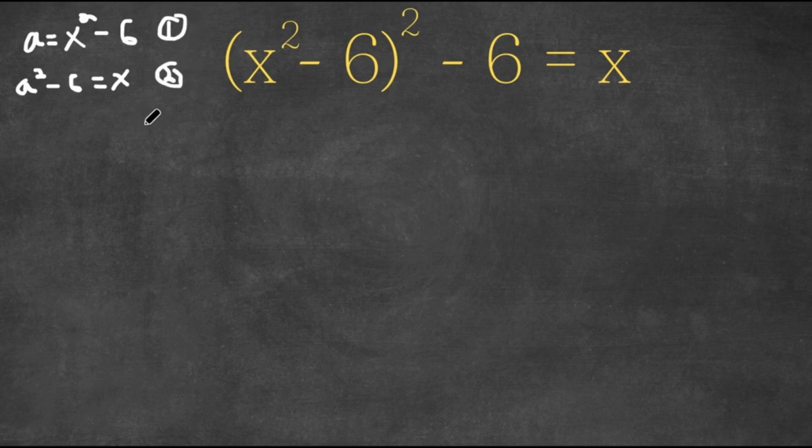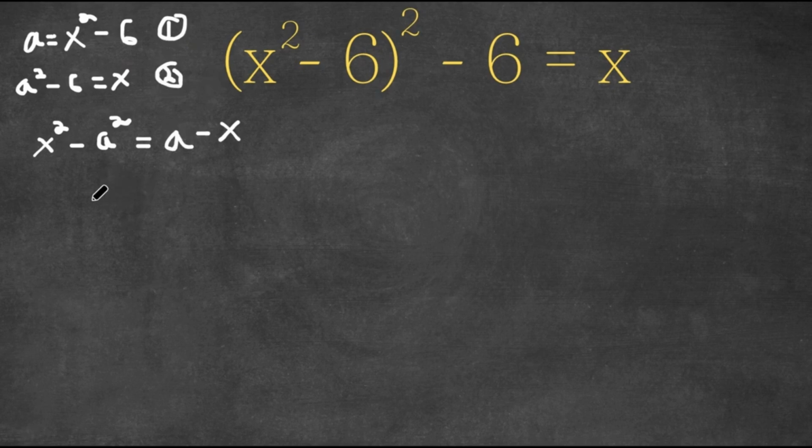Now, I'm actually going to subtract both of these. I'm going to subtract x squared minus a squared. And what ends up happening is we get the result as a minus x. x squared minus a squared is equal to a minus x.